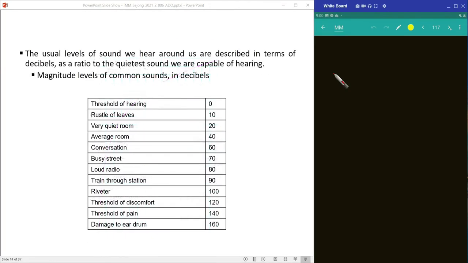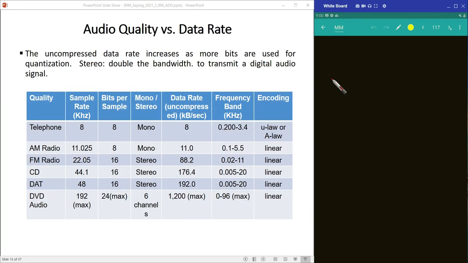Let's go there first, okay? And then we'll come back to our other understanding. See here, for example, let's say telephone quality data. Telephone quality data uses an 8 kilohertz sampling rate. That means 8,000 samples per second, okay? And then the next one is bits per sample.